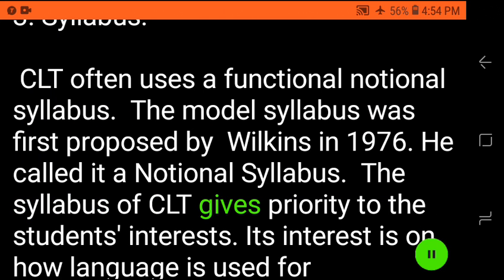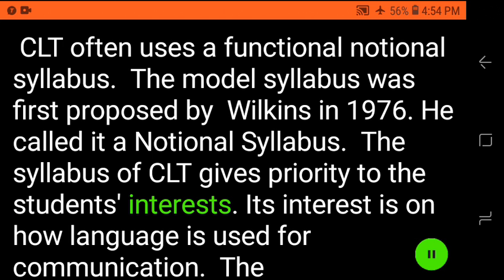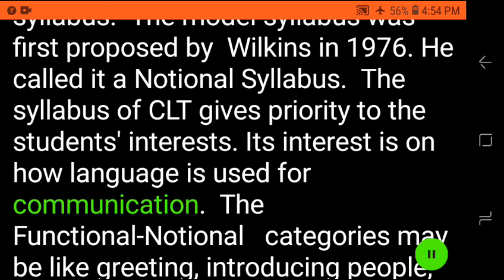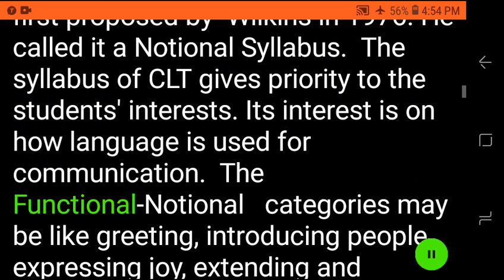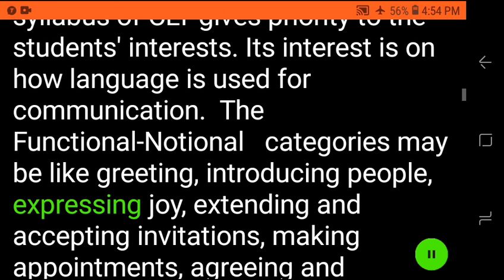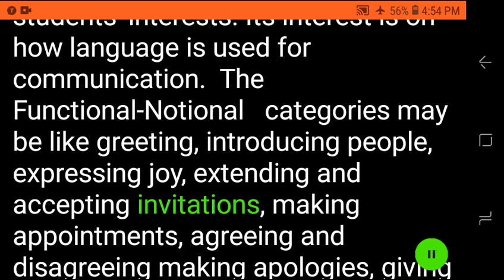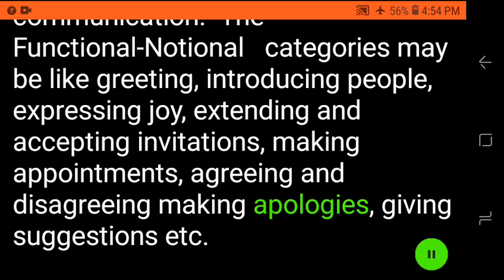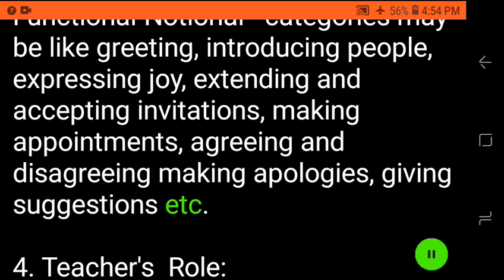The syllabus of CLT gives priority to the student's interests. Its interest is on how language is used for communication. The functional notional categories may be like greeting, introducing people, expressing joy, extending and accepting invitations, making appointments, agreeing and disagreeing, making apologies, giving suggestions, etc.